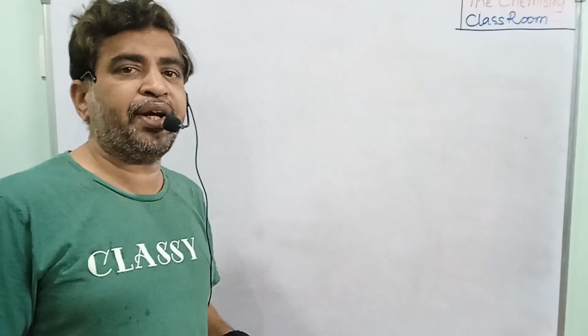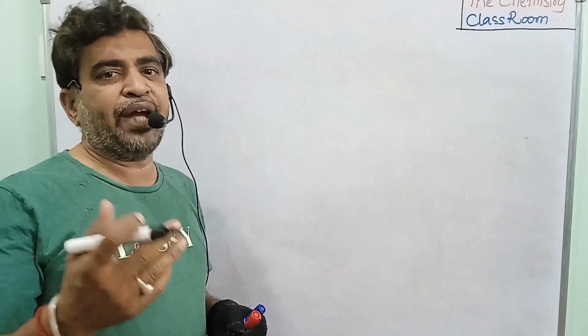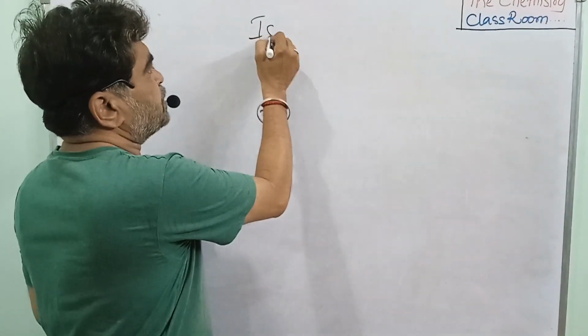Now we are discussing isomerism. It is one phenomenon in organic compounds. So what is this phenomenon? How do we identify it? The topic is called isomerism.